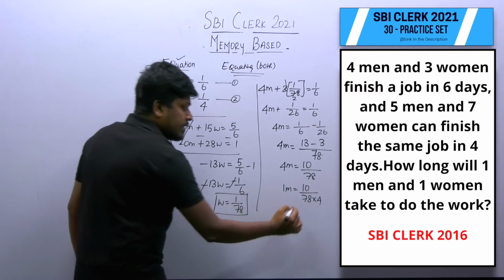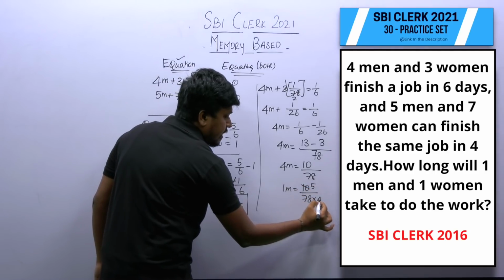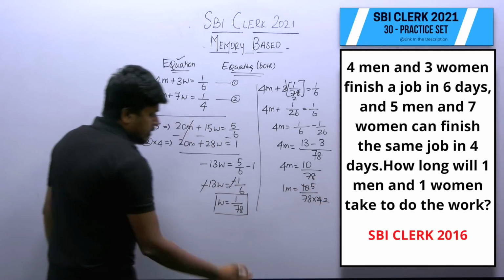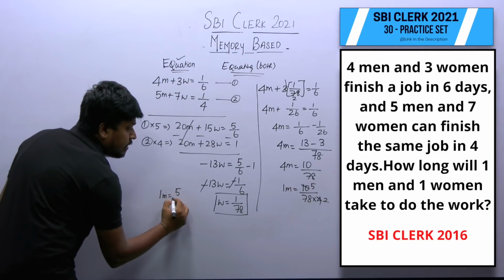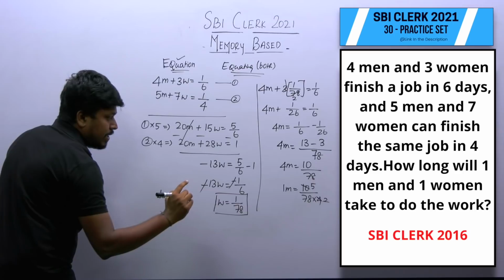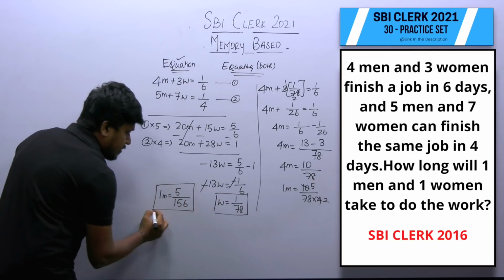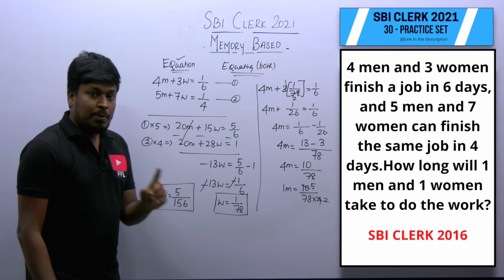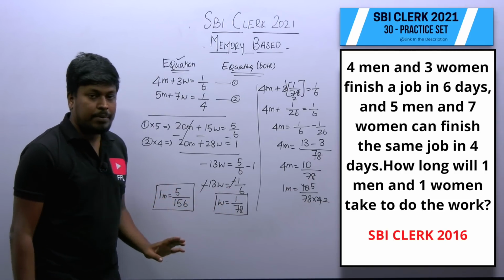Got it? So cancel it on the 2 table. So this will be 5 times. Cancel it on the 2 table 2 times. So finally we can say that 1 man is equal to 5 divided by 8 2s are 16, 7 2s are 14, 1 15, so 156. So see here, finally we found 1 woman is equal to 1 by 78, 1 man is equal to 5 by 156.